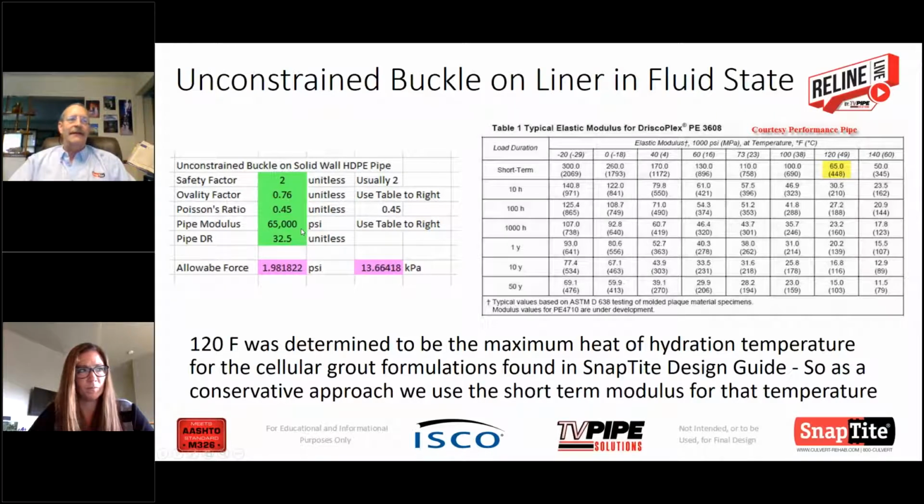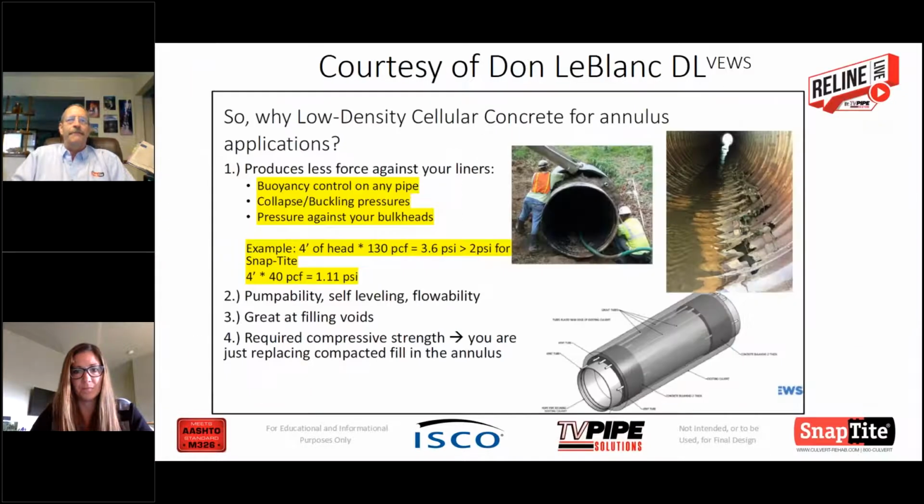And we also apply a safety factor of 2 to 1. And when we run the math here and we use a short-term modulus at 120 degrees F, we find that the load limit for this liner pipe is about 2 PSI to prevent buckling. And again, that's at a 2 to 1 safety factor. So that's where we come up with our recommendations in the design guide to limit your pressures to 2 PSI.